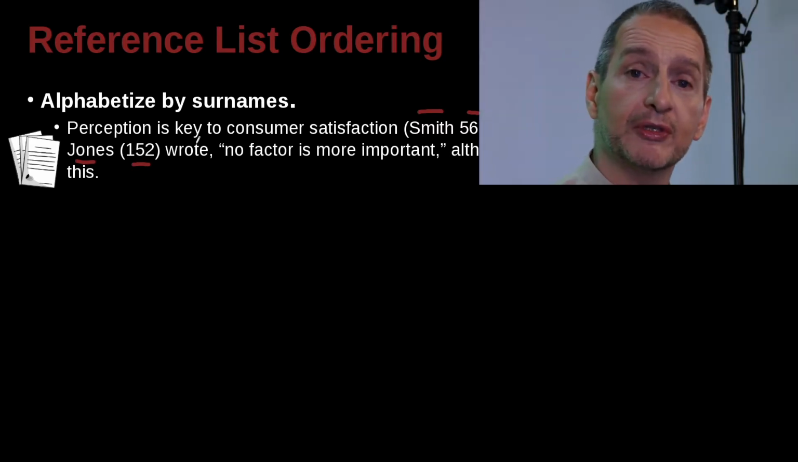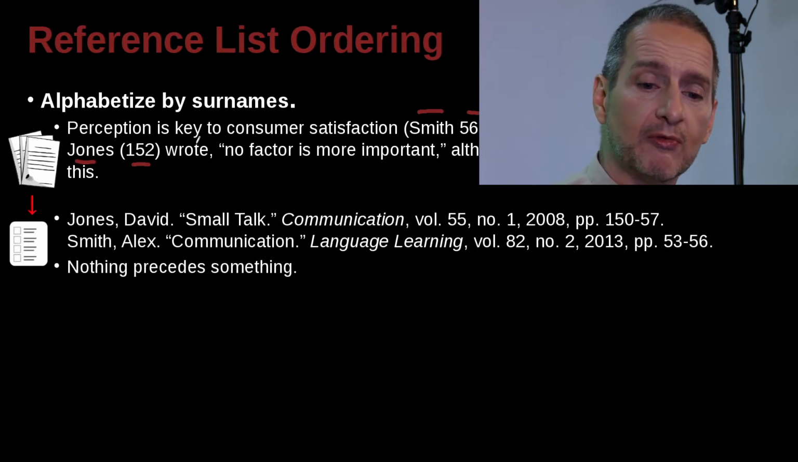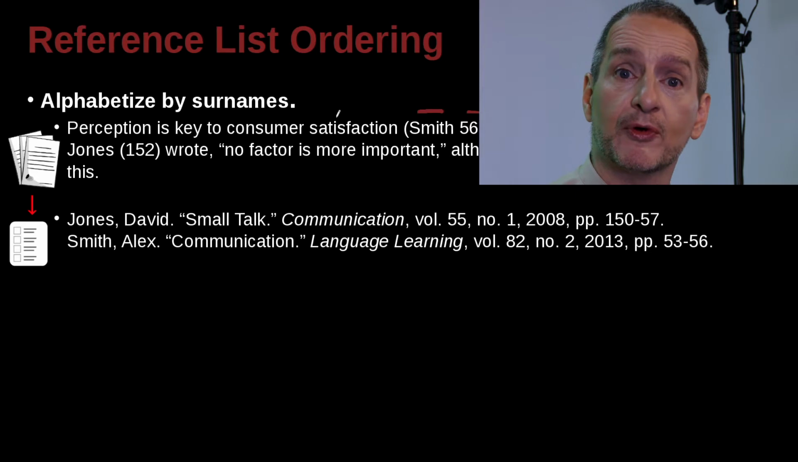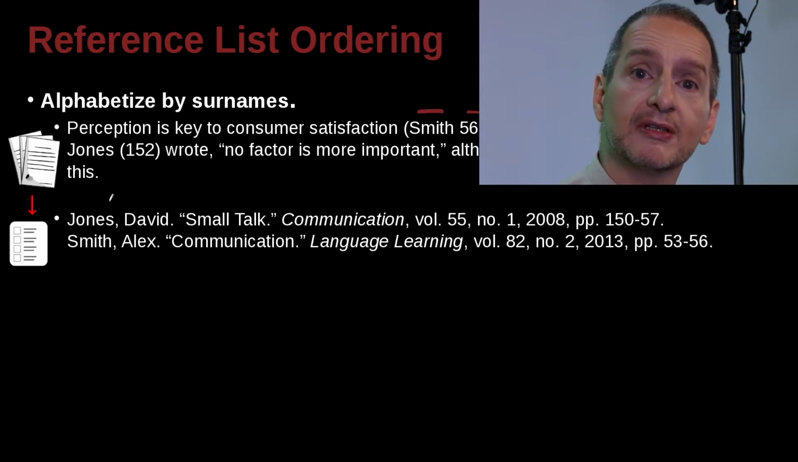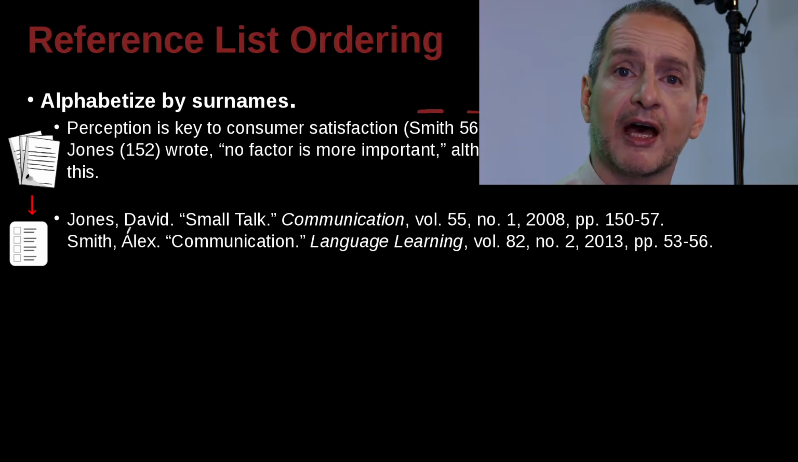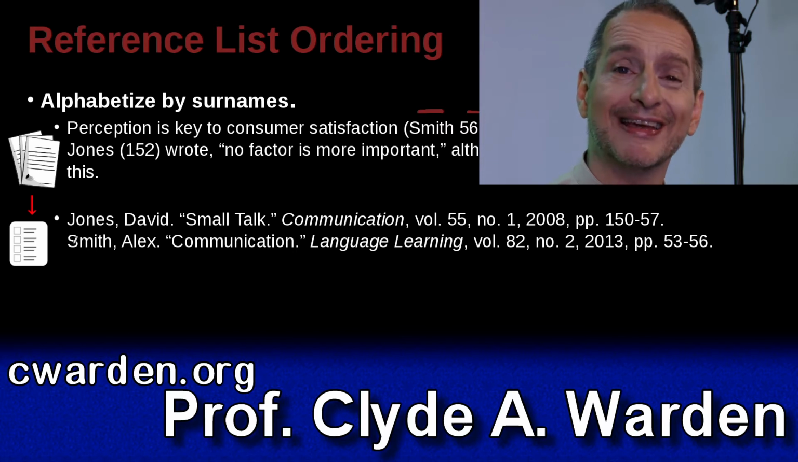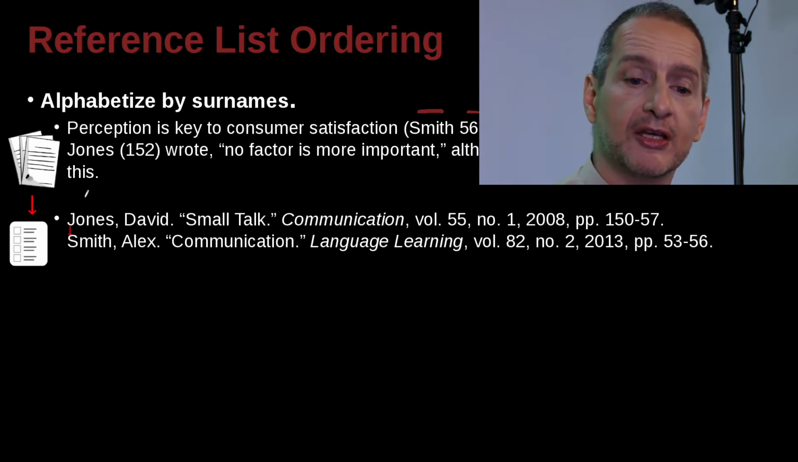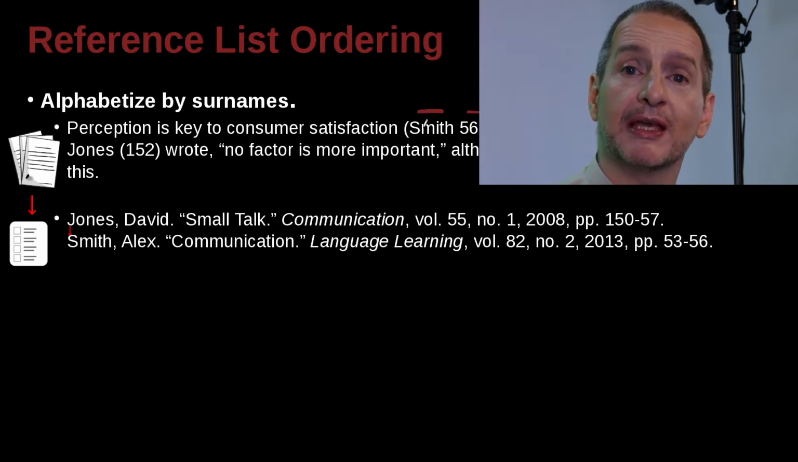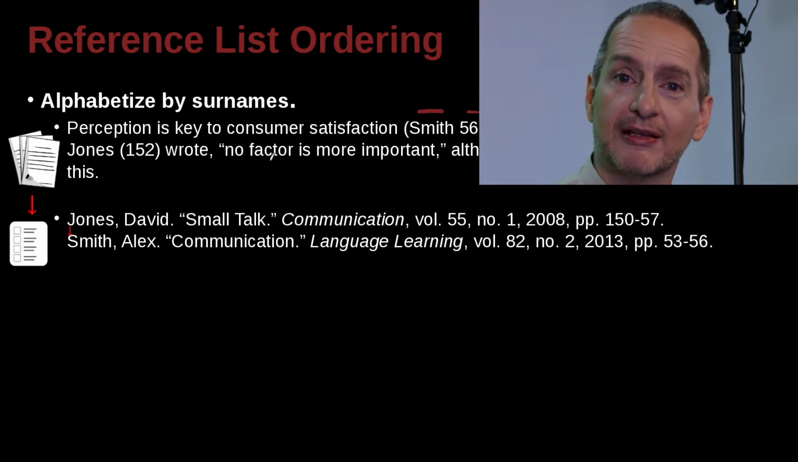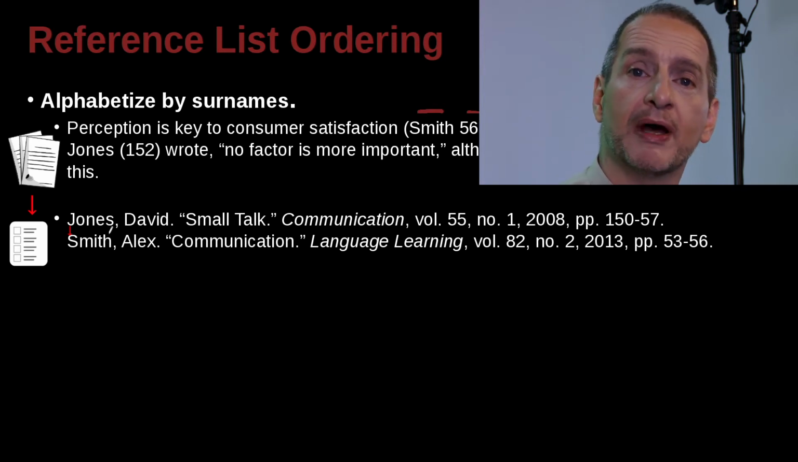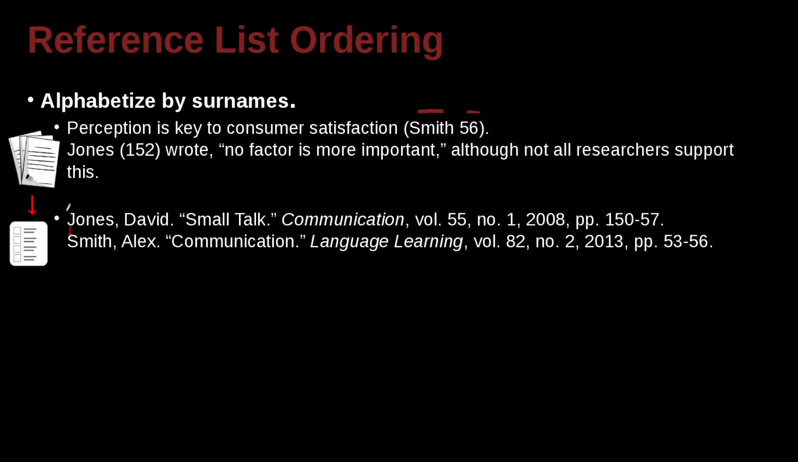So how would we go ahead and put these into the reference list? Well, the reference list would look something like this example here. And that is Jones, comma, David, and Smith, comma, Alex. So Jones comes first and Smith comes later because J is before S. So even though inside the text, Smith may come first, we don't do that in the actual reference list. We do it by alphabetical order. So all of your reference lists at the end would begin with A and go all the way to Z. We're going to talk more about that momentarily.